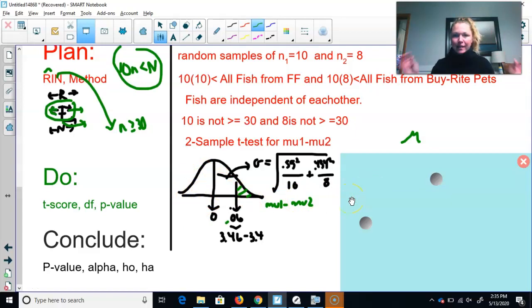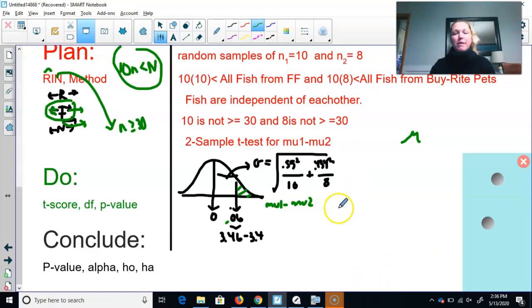Deep breath. Let's summarize what we just did. We set up the curve. 0 goes in the center. We look at our statistics, our X bars. We subtract them. We mark where that is. We mark our standard deviation, and now we're set up for not z's, but t's. T is equal to our observation, 0.06, minus my mean, 0, divided by my standard deviation, okay?